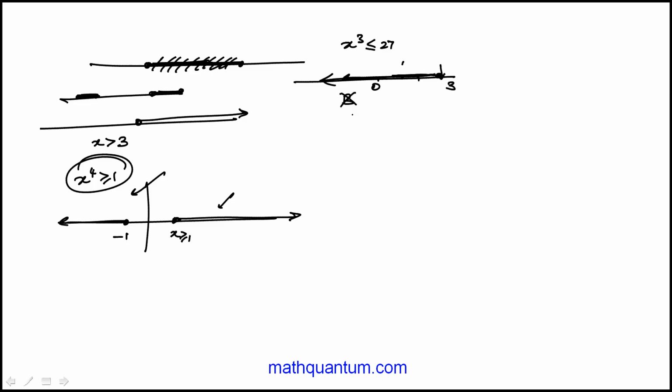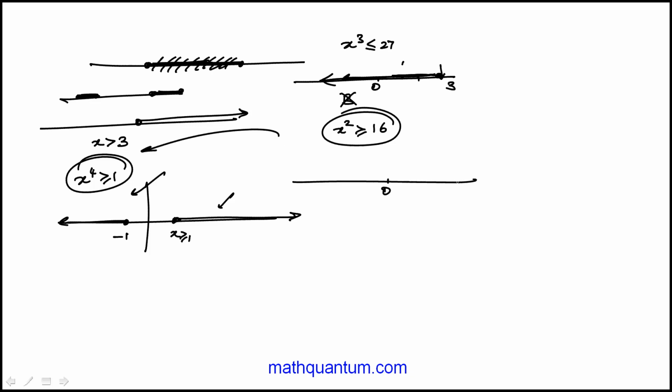And then c is x squared. And you'll see it's going to have a similar structure as this. The solution would be 4 and higher, and then minus 4 and less. Again, not a finite length.